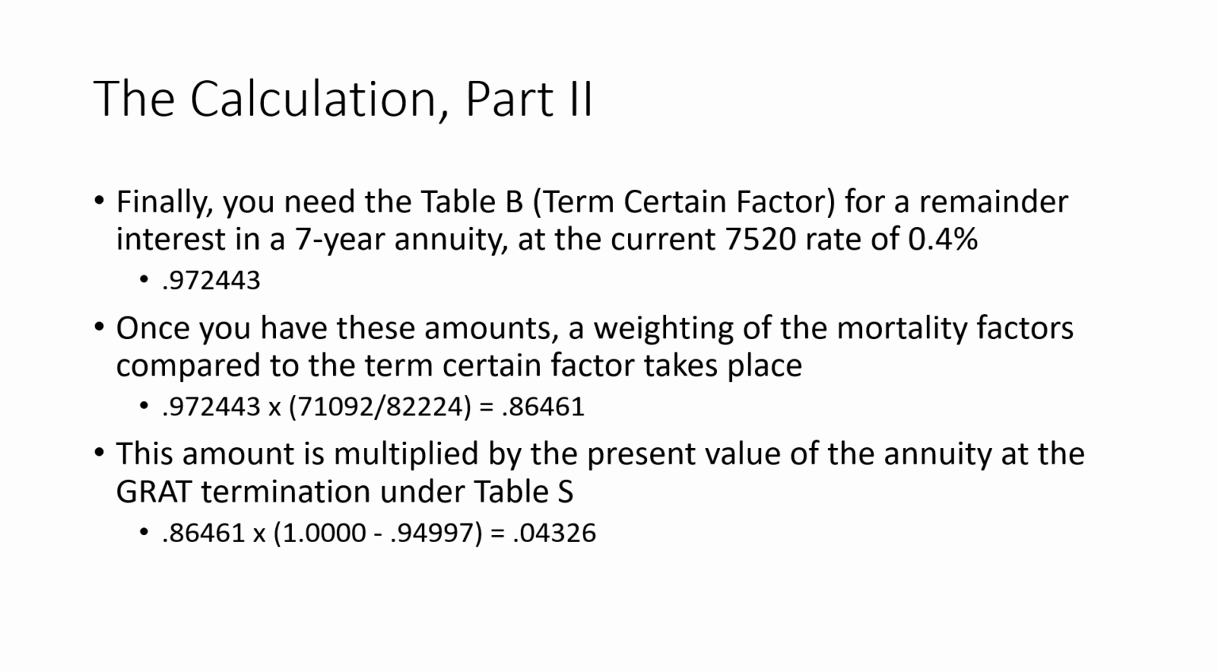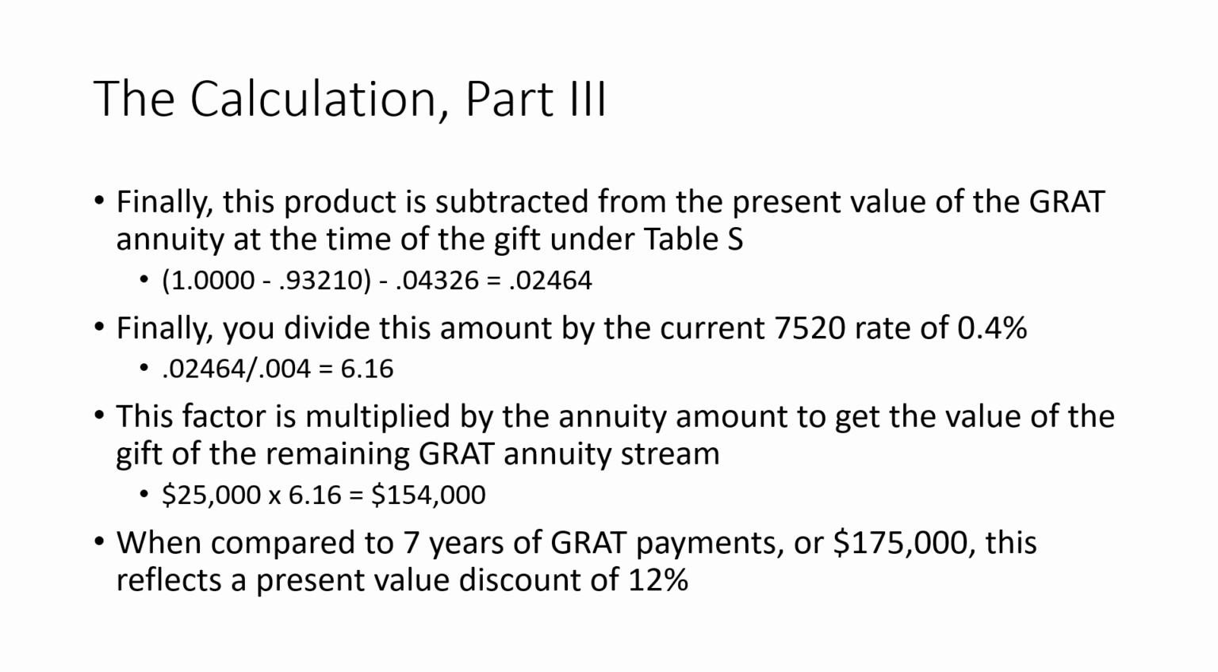0.86461, and then you have to multiply that by the present value of the annuity at the GRAT termination under Table S, which would have been 1 minus the factor from the previous slide. That would have given us this 0.04326 number. And then finally, we subtract that number from the present value of the GRAT annuity at the time of the gift under Table S, which would have been 0.2464 ultimately.